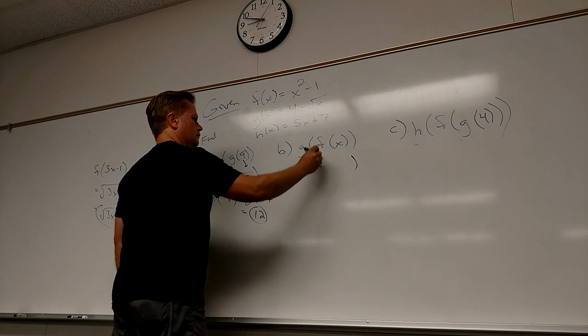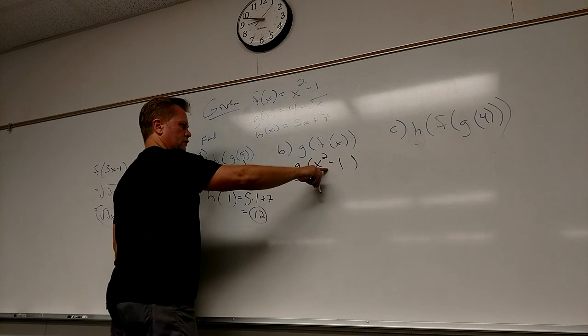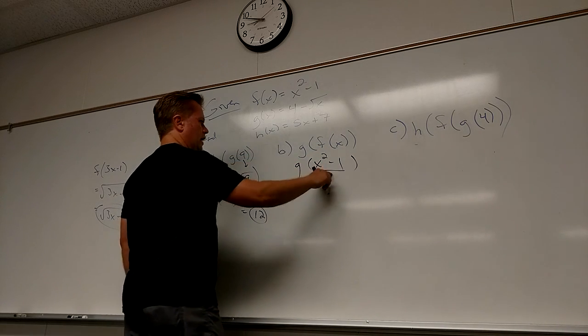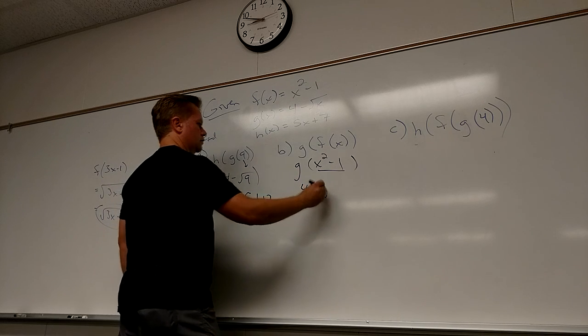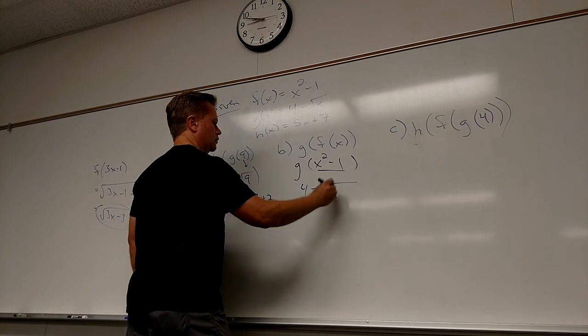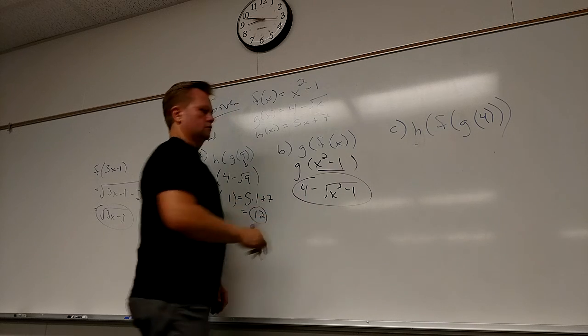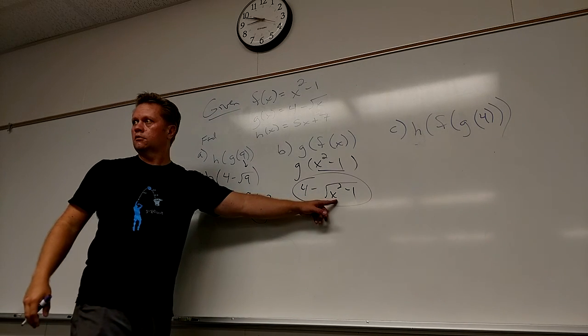Square root of x squared minus 1. So f of x is x squared minus 1, and I plug that into g. So it'd be 4 minus the square root of x squared minus 1. Done. Now, if you're thinking we don't need that first part, right?